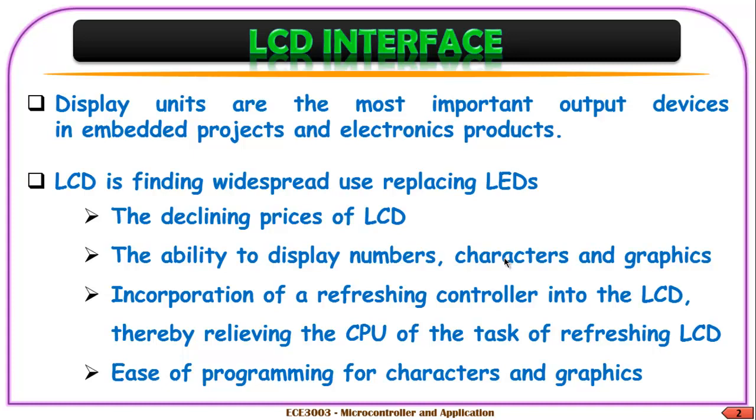A few reasons make LCD the most widely used device in embedded projects and electronic products. One reason is the declining price of LCD, and it also has the ability to display numbers, characters as well as graphics. Initially, an LCD required a separate refreshing controller to retain the information on the screen. Now that is part of the LCD itself, so no separate controller is required for the refreshing operation. Also, programming an LCD for displaying characters and graphics is quite simple. So these are some of the features which make LCD the most widely used in electronic products.